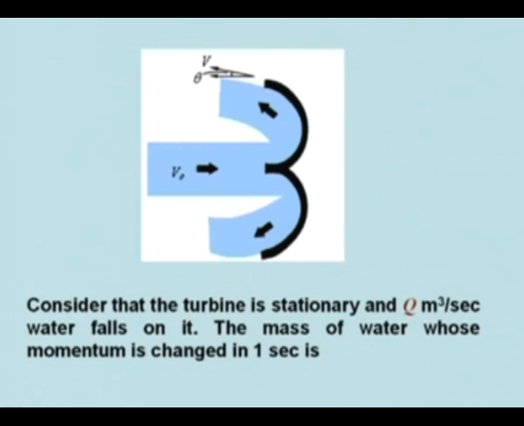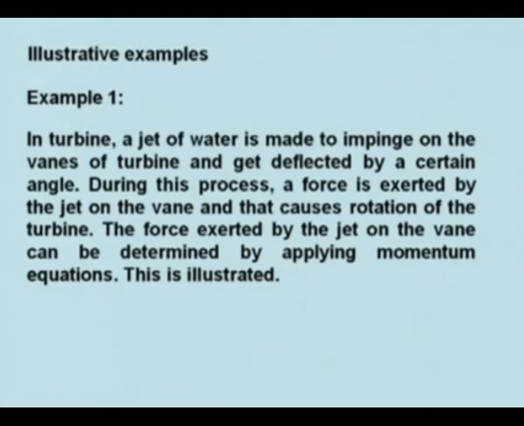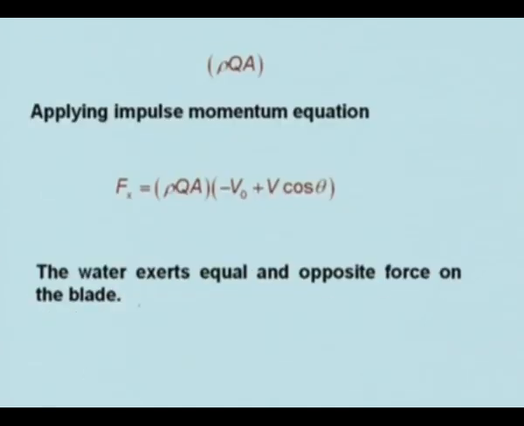So in a turbine, a jet of water is made to impinge on the vanes of the turbine and get deflected by a certain angle. During this process, a force is exerted by the jet on the vane, and that causes a rotation of the turbine. The force exerted by the jet on the vane can be determined by applying momentum equations. Now this can be done like this.